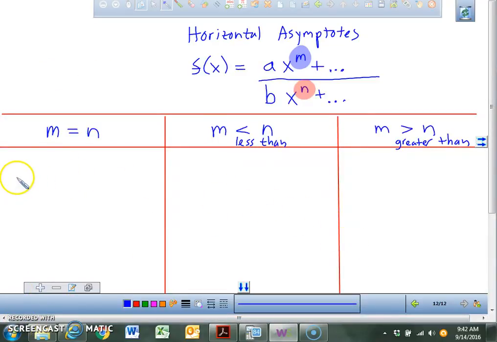The very first example I want you to write down: we have 3 scenarios, where m is equal to n, where m is less than n, and where m is greater than n. By the way, we're talking about exponents, or powers. So write down f of x equals 3x squared minus 4 in the numerator, and in the denominator, I simply want you to write x squared plus 2.